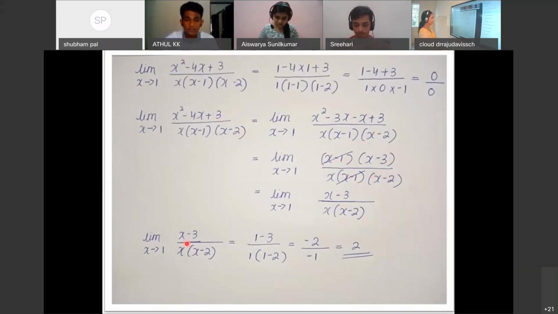So now all that's left to do is substituting the value which x is tending to, and when we do that, we get 1 minus 3 by 1 into 1 minus 2, which is equal to minus 2 by minus 1, which is equal to 2.